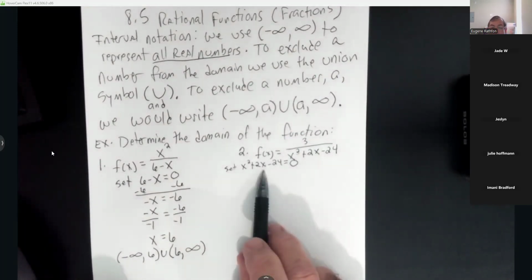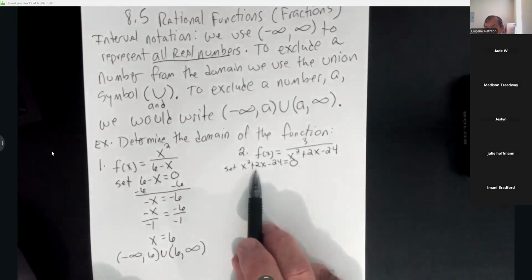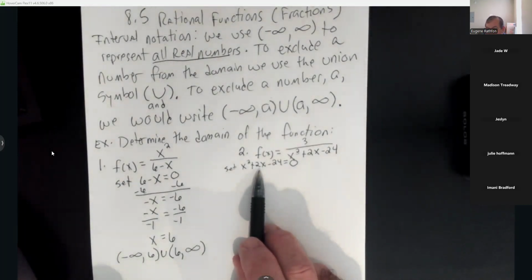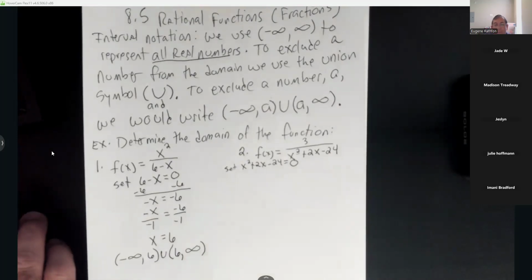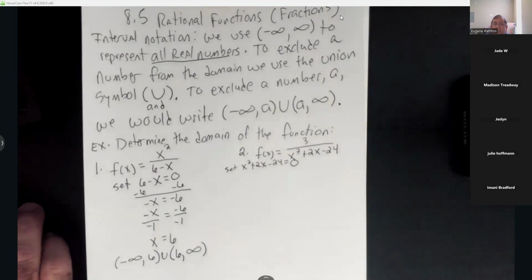Now, I'm going to solve mine by factoring, but if you want to, you can use the quadratic formula, or you could even graph it to see what the solutions were. So I'll factor it, but y'all let me show you what I'm talking about. If you're not very good at factoring, you can still get the solutions by graphing it. So let me show you.